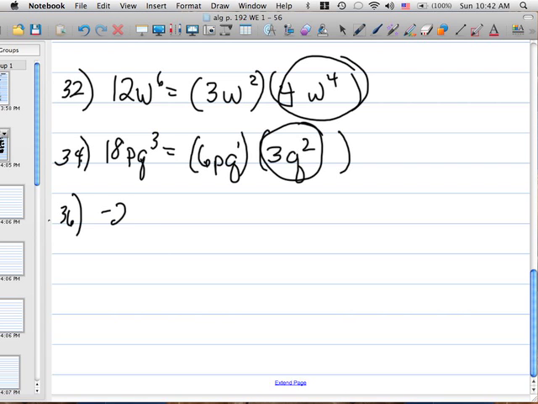36, negative 28 r to the 4th s cubed. And the factor they have here is negative 7r, so I need to figure out what to multiply it by. Negative 7 goes into negative 28 positive 4 times. I have r to the 1st, r to the 4th, so subtract, I need r to the 3rd. And I don't have any s's, so I need s cubed.